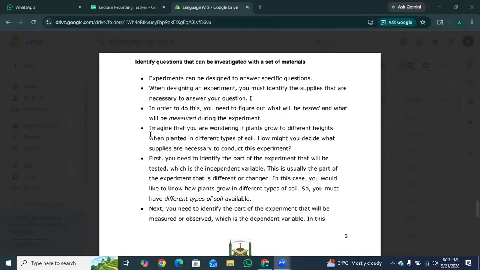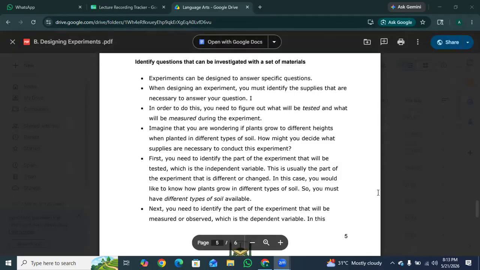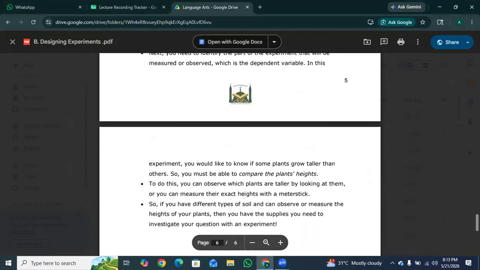So to figure out what supplies you need, you look at your two variables again. As I have told you, the independent variable is what you test or what you change, and the dependent variable is what you measure. Next, you need to identify the parts of the experiment that will be measured or observed, which is the dependent variable. In this experiment, you would like to know if some plants grow taller than others, so you must be able to compare the plants' heights.